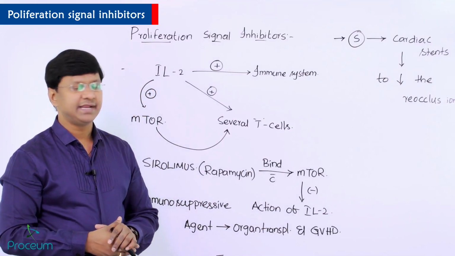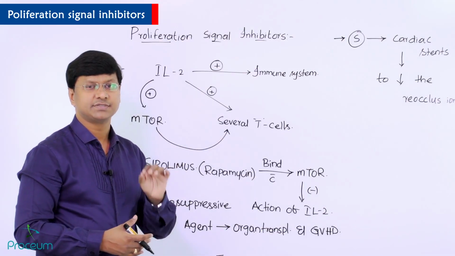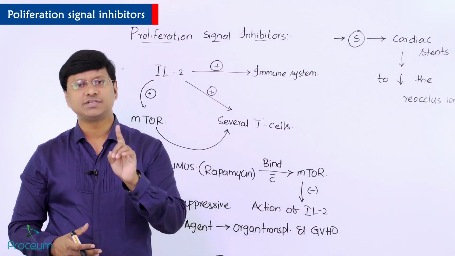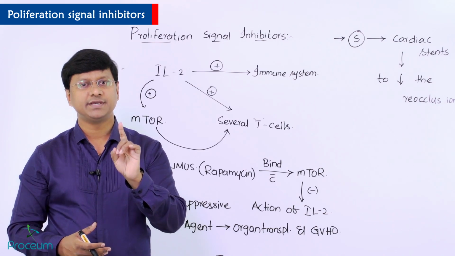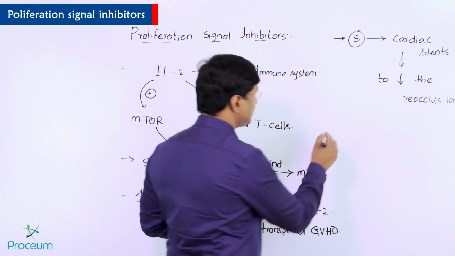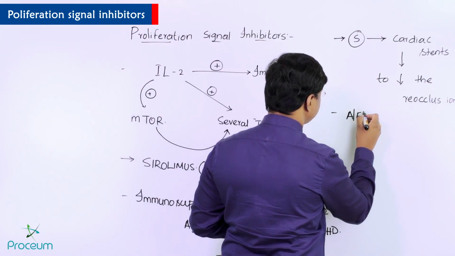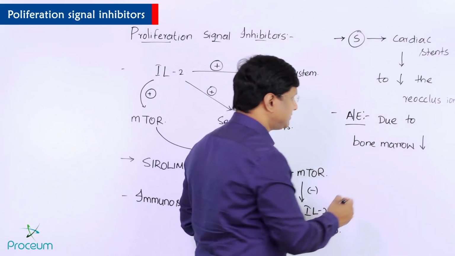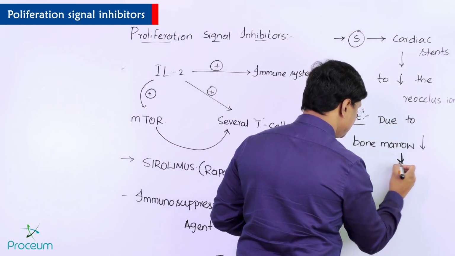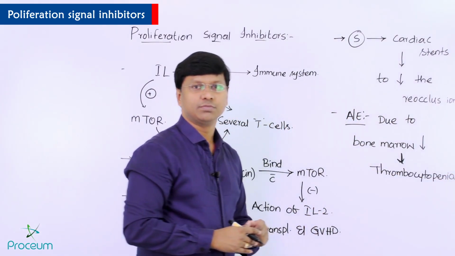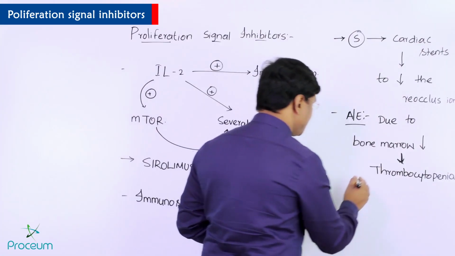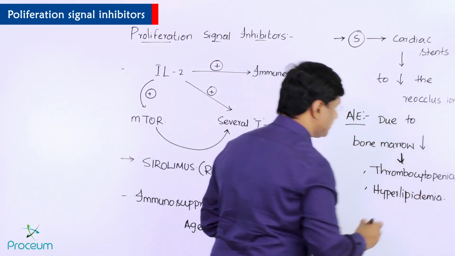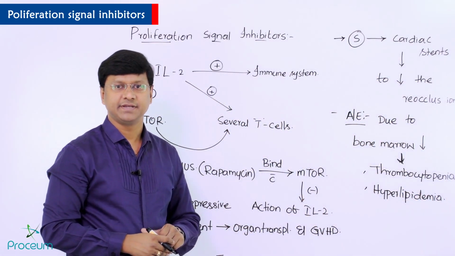Now, what is the major adverse effect of this drug, Sirolimus? Remember, Sirolimus will cause bone marrow suppression. Because it causes bone marrow suppression, thrombocytopenia is one of the major adverse effects. Apart from thrombocytopenia, the other important adverse effect is hyperlipidemia.